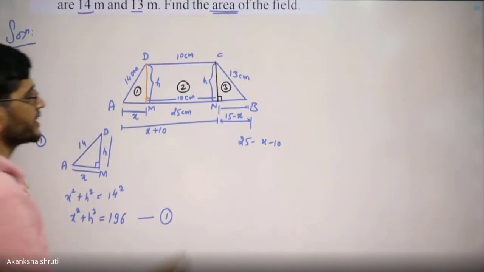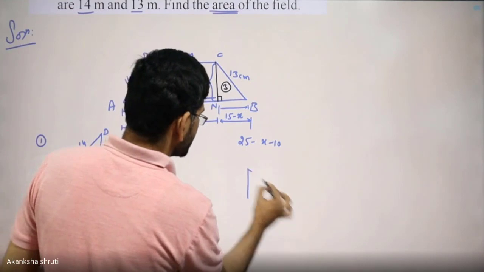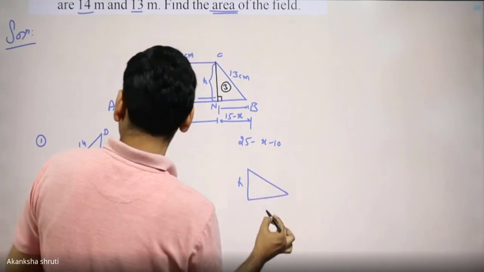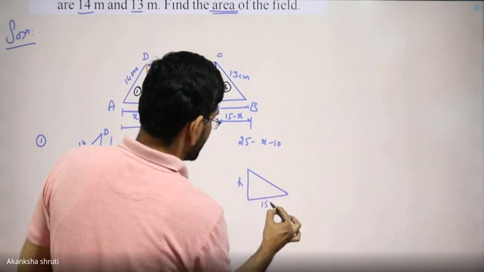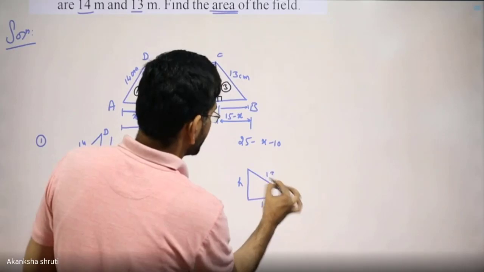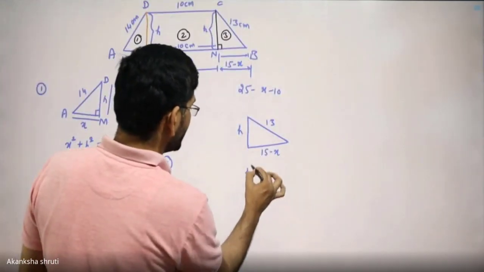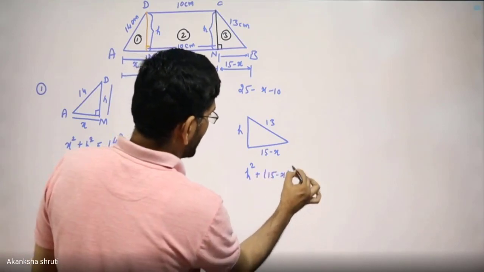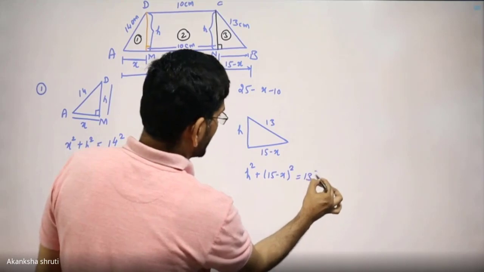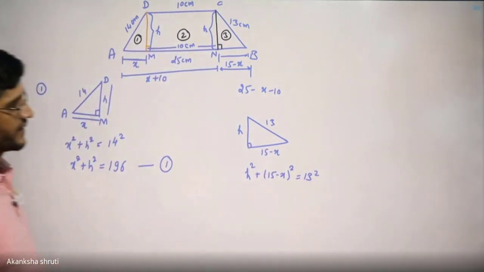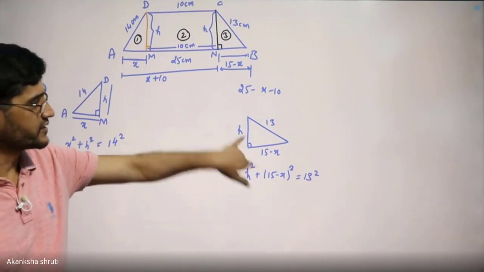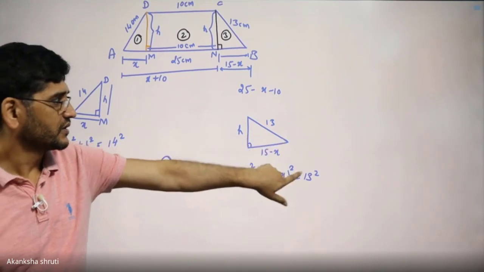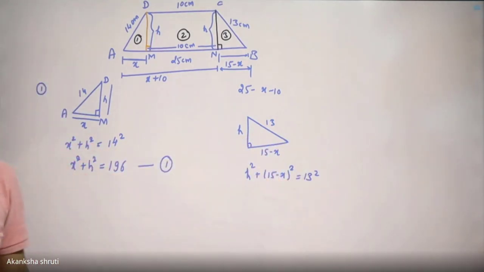Students, again come to this side. Our other triangle is like this, where this is the height h, and this one is our 15 minus x. This is our 13. What will be the relation here? h squared plus (15 minus x) squared equals 13 squared, isn't it? Because again we are using the Pythagoras theorem, where the sum of the squares of the base and perpendicular is equal to the square of the hypotenuse. Are all the students getting this?